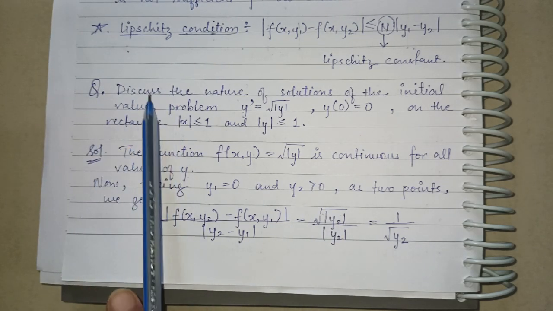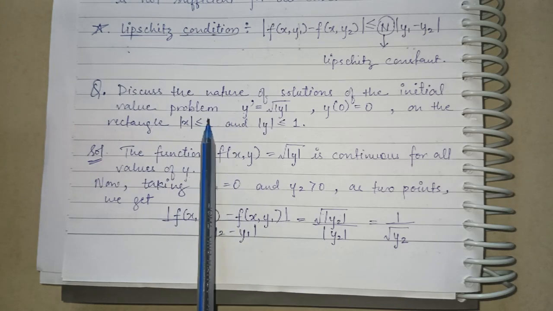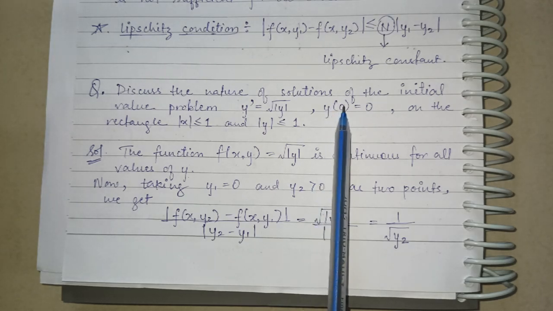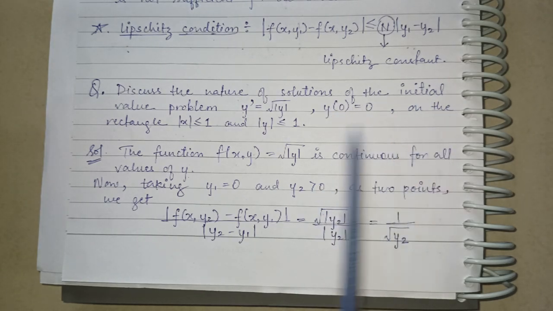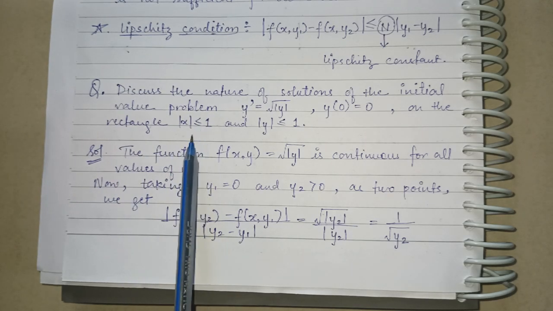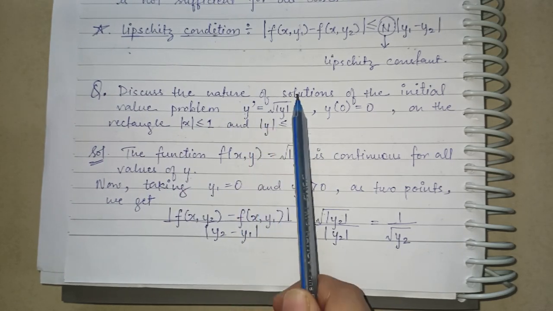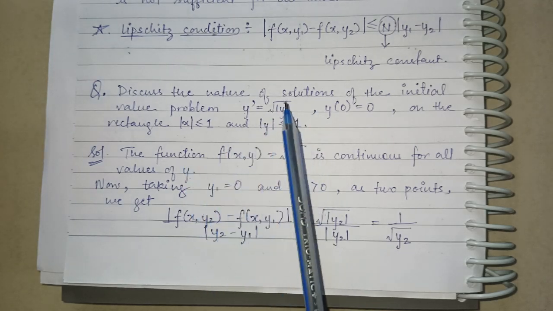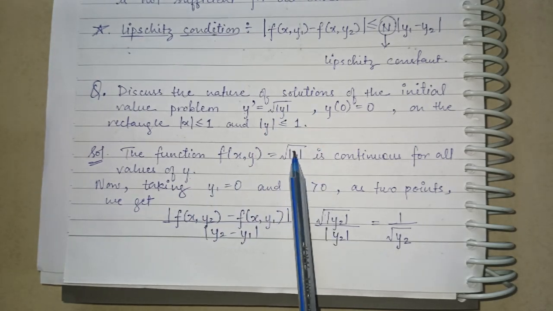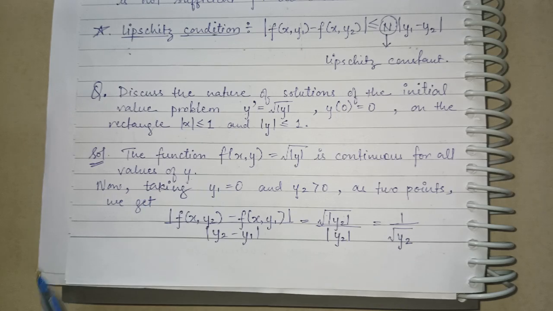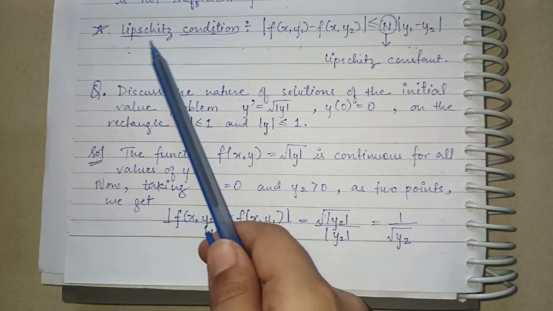If you're given a problem: discuss the nature of solutions of the initial value problem y prime equals root mod of y, with the initial condition y(0) is 0, on the rectangle mod x less than or equal to 1 and mod y less than or equal to 1. How will you do that? The solution says: here this is our IVP and this is our f(x,y). Here f(x,y) is given as under root mod of y, which is continuous for all values of y.